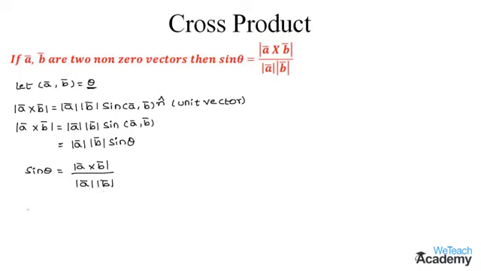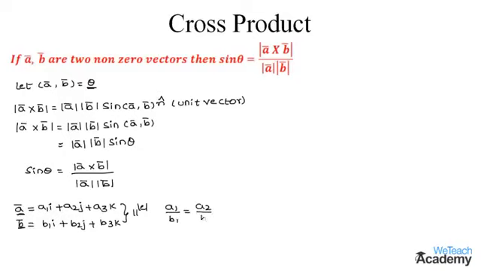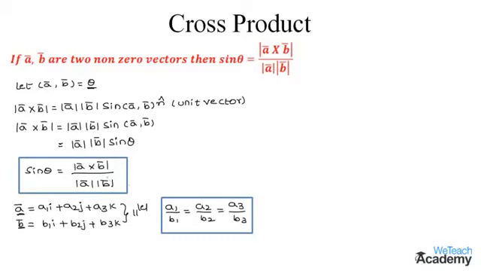Also make a note that if A bar is equal to A1 I plus A2 J plus A3 K and B bar is equal to B1 I plus B2 J plus B3 K, and A bar and B bar are parallel or collinear, then the condition is A1 divided by B1 is equal to A2 divided by B2 is equal to A3 divided by B3. So make a note of these two formulas, as they are very important and help us to solve examples in our upcoming videos.